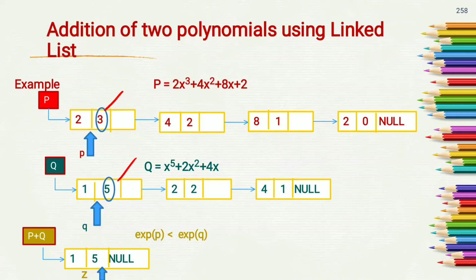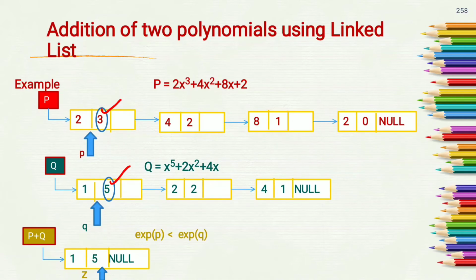For addition of two polynomials we have to compare the exponents. If the exponent of any node is greater than the other node, then that node having the higher exponent will be copied to the P plus Q polynomial. Here you can see the exponent of the node pointed to by P has value 3, and the exponent of the node pointed to by Q has value 5.